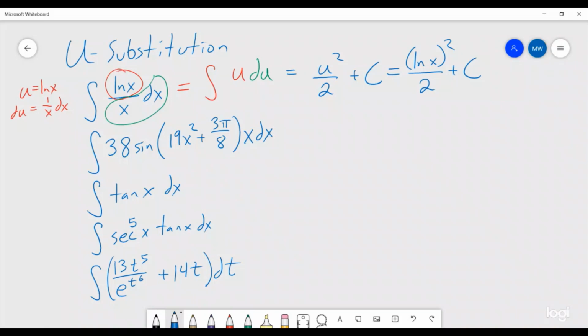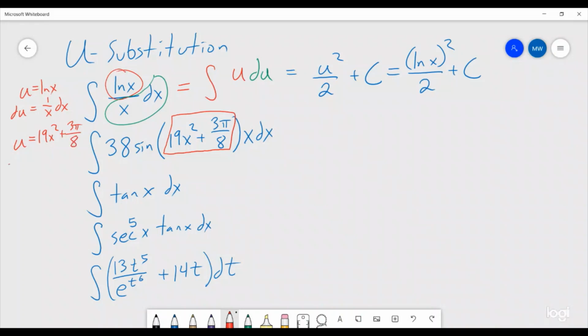Okay, how about this next one? What do we want to choose to be u? Well, the way that I normally do u's is I figure out what is the ugliest piece, and we're going to try and make it pretty. So this 19x squared plus 3 pi over 8, that's just an absolute mess. So I'm going to say that that is my u in this case: 19x squared plus 3 pi over 8.